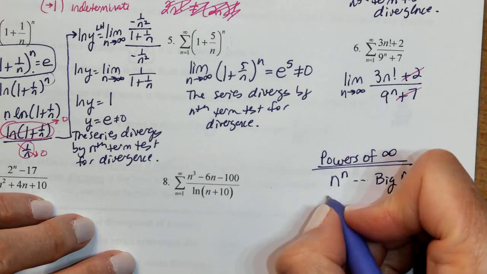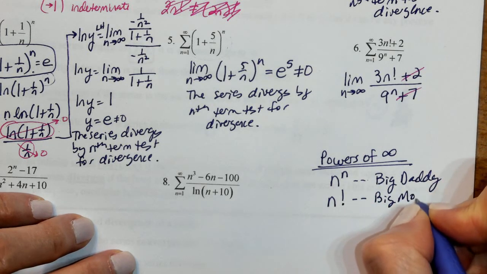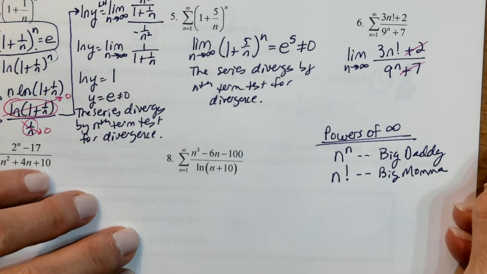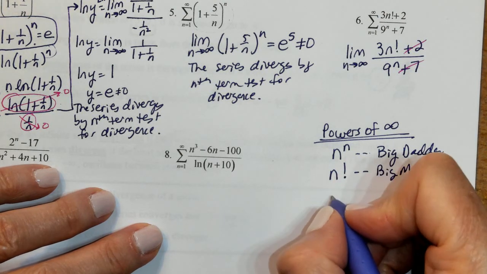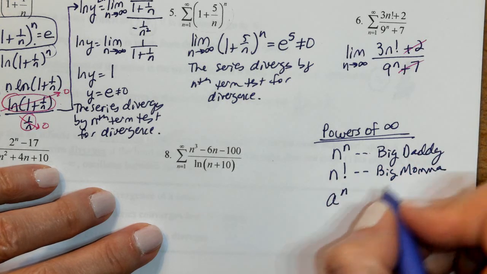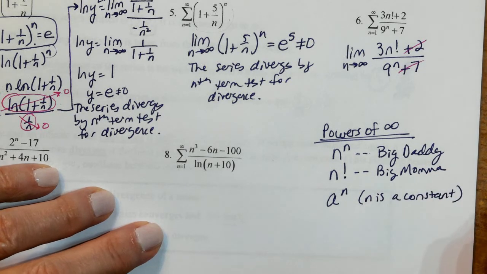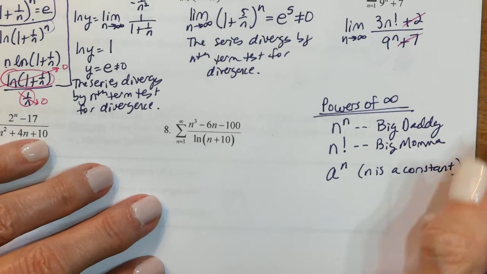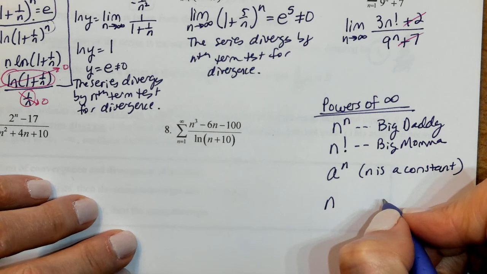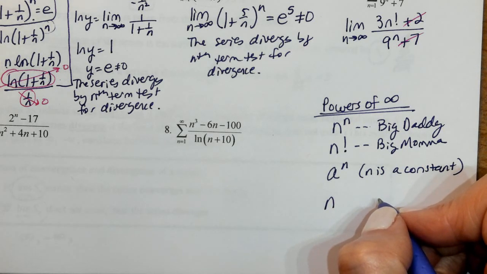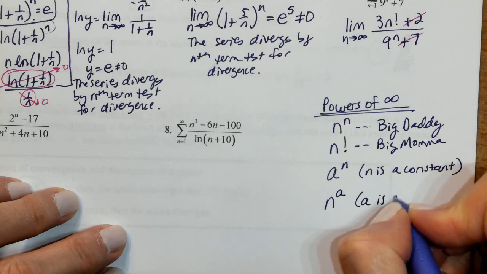If Big Daddy's not there, then you look for Big Mama. And here's Big Mama, n factorial. So this is Big Mama. Next up in line, if neither of these are around, then you're going to look for a number to the n power, where n is a constant. I don't have a name for that one. It's just a to the n. Next up, you're going to look for a polynomial type of thing. So n cubed, n to the 4th, n to the 5th, n squared, n to the 1st, n to the a power, where a is any constant.